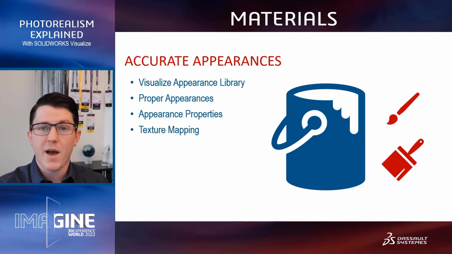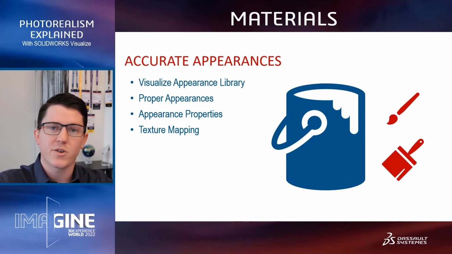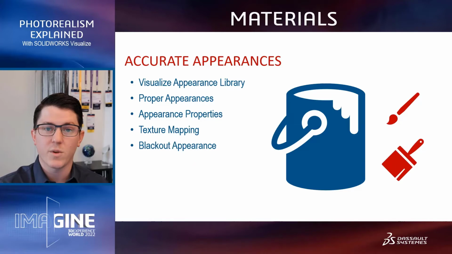This is where the texture mapping comes in, because when you add texture to an appearance, you then have to tell it how you want that texture to map across the model. So in this case, we're going to be having our tire with tire treads. That runs around a cylindrical surface, so we're going to see how we can manage that in Visualize.